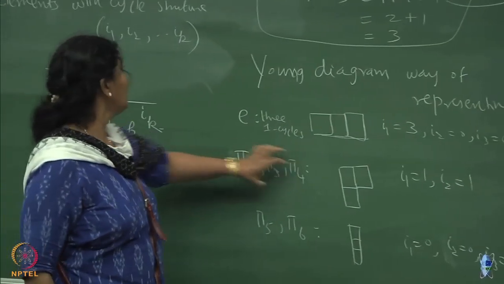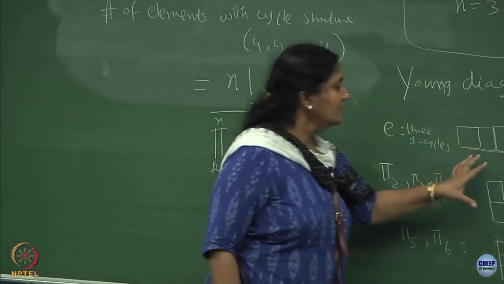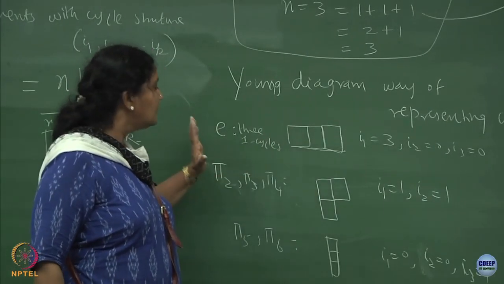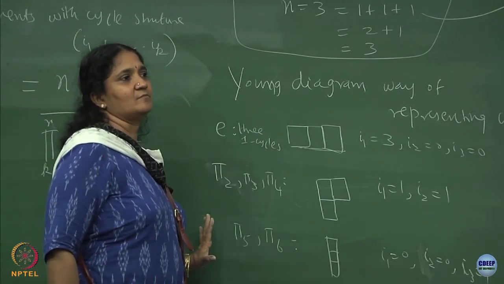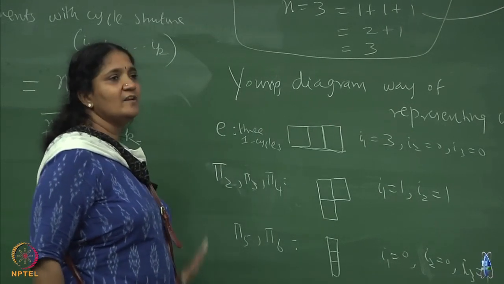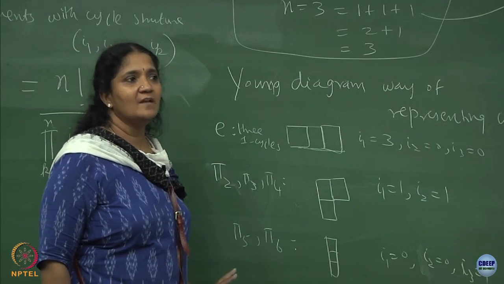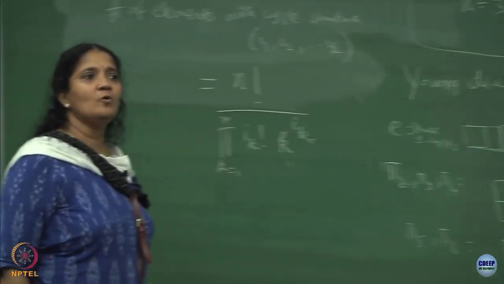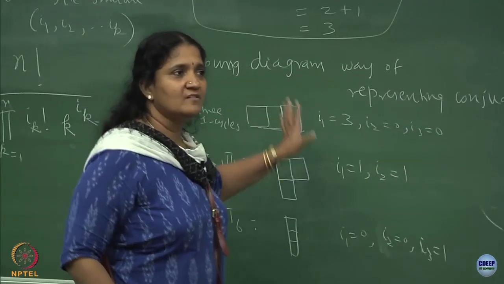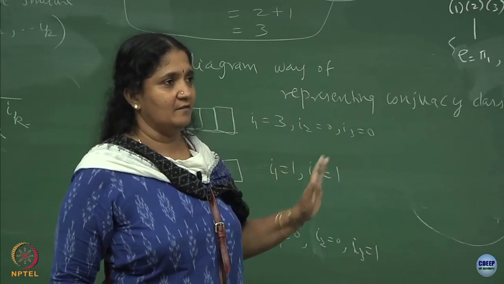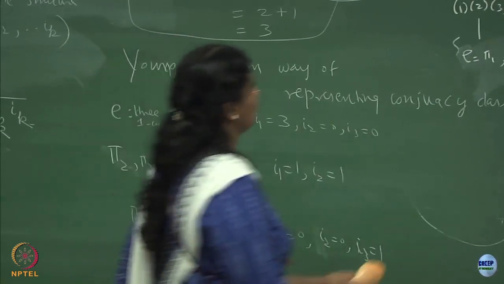To determine the three elements, you are going to use this formula. And then the way you are partitioning the integer tells you that there are only three possible conjugacy classes. So, there are only three distinct conjugacy classes for the symmetric group of degree 3. Is that clear? No? Yes? Fine. So, this is a simple example, but this generalizes to arbitrary degree n, where there are n factorial elements.